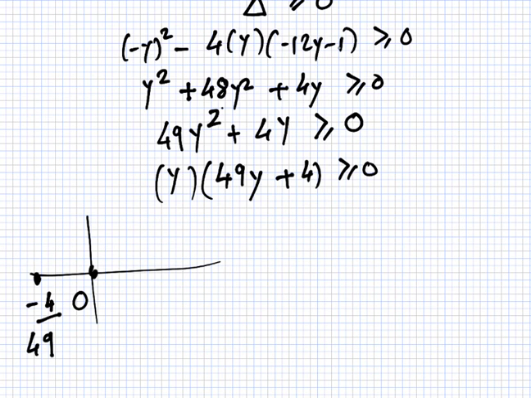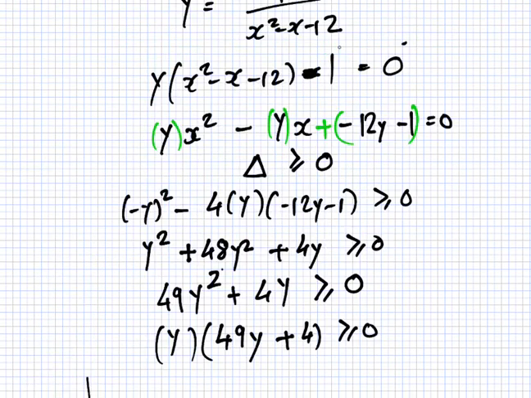Which one am I doing? E. 2E. Yeah, something. 2E. I made a sign mistake somewhere. Let's go back a bit.